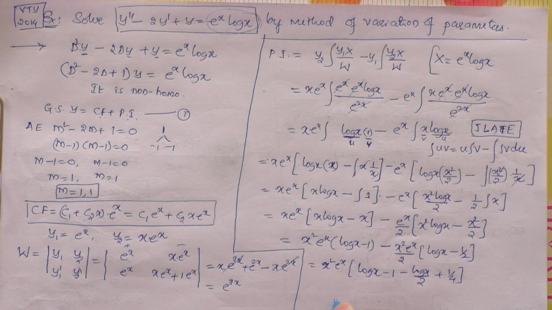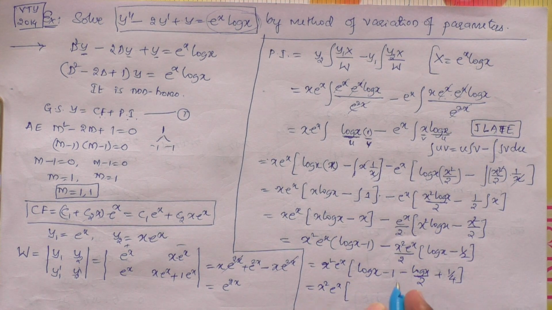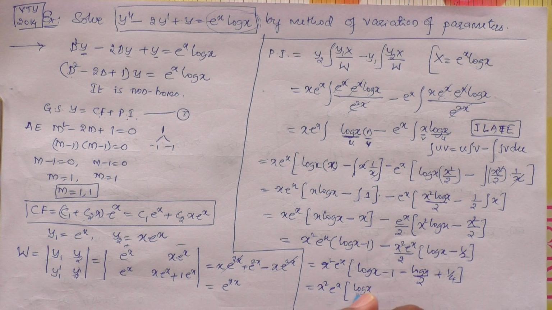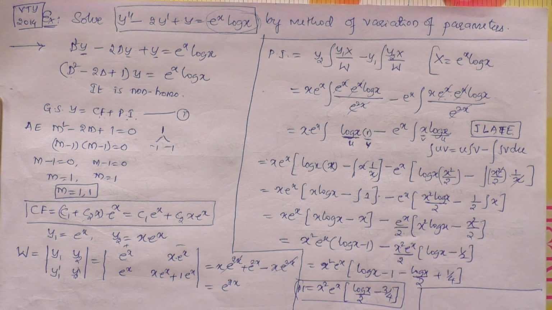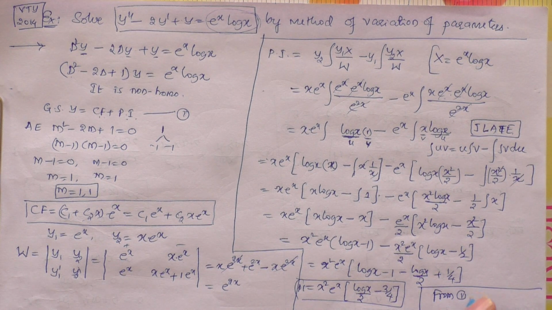So if you simplify, it can be written as x square e raised to x into bracket log x minus log x by 2, 1 minus half log x by 2, then minus 1 plus 1 by 4, so minus 3 by 4. So like this we get the pi. So this is the pi, whatever you got. Then the final solution is the final answer, y equal to CF plus pi.